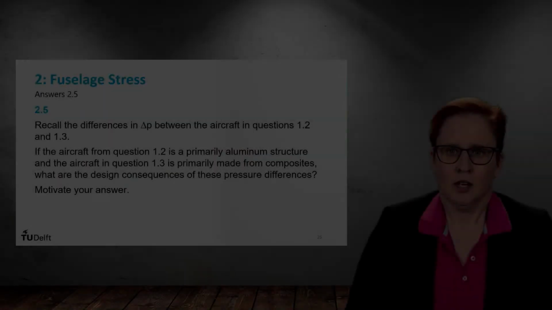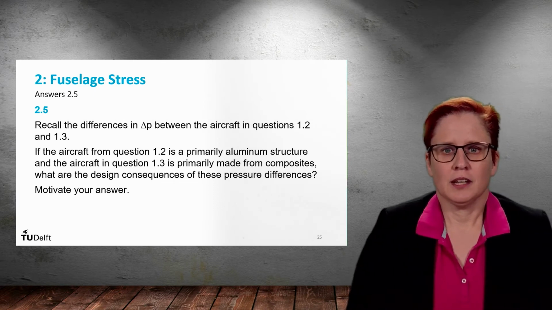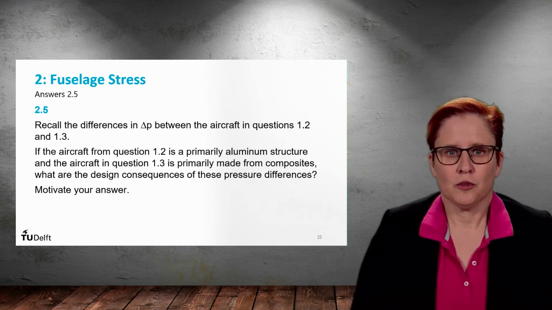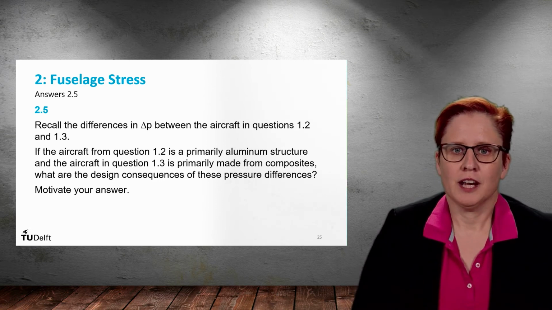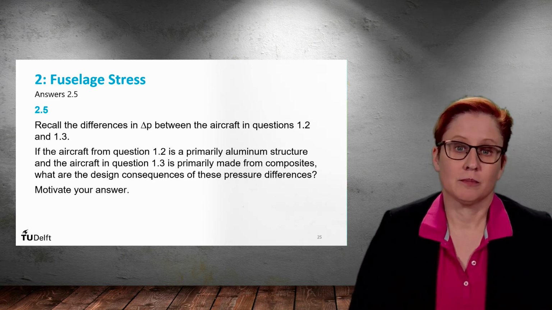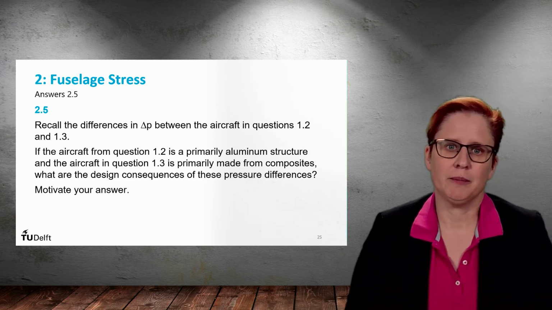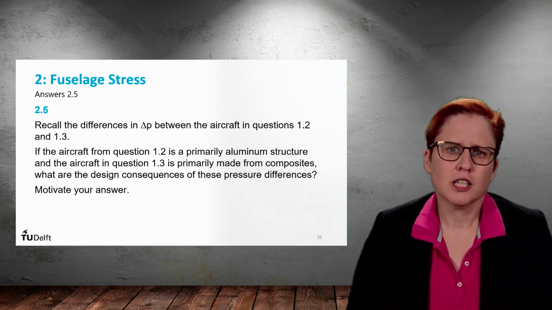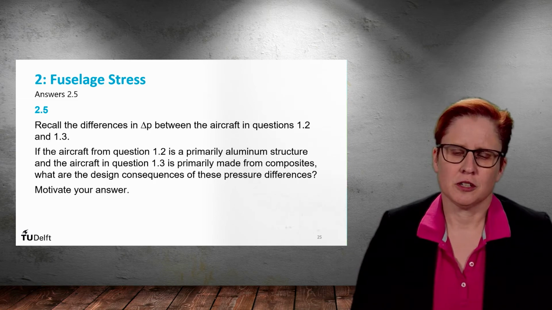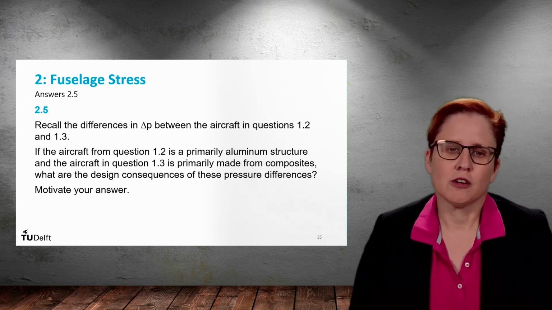If you recall the difference between delta P in the aircraft in questions 1.2 and 1.3, if the aircraft in question 1.2 is a primarily aluminum structure and the aircraft in question 1.3 is primarily made of composites, what are the design consequences of these pressure differences? It's important that you motivate your answer.